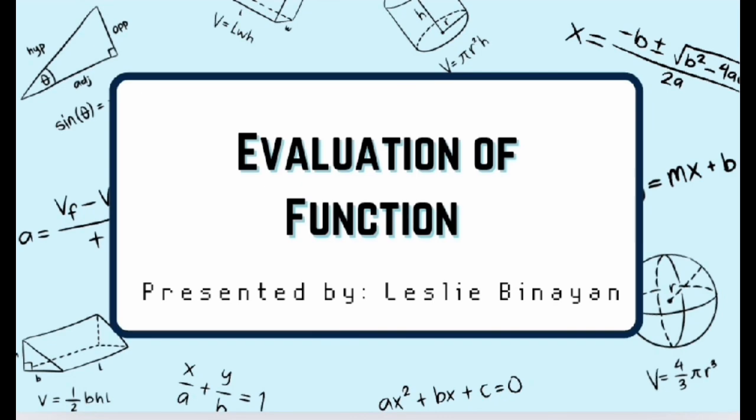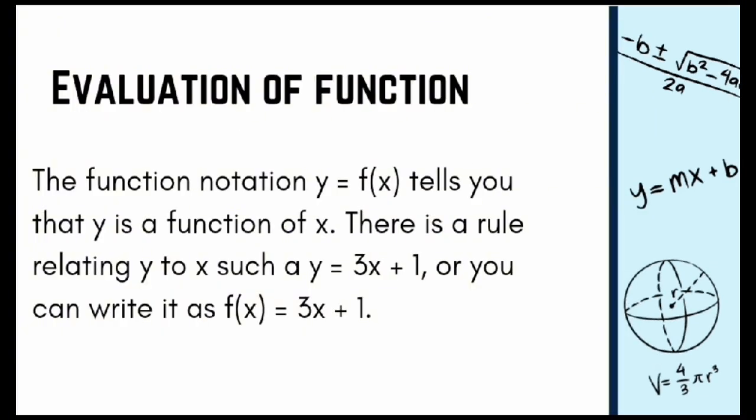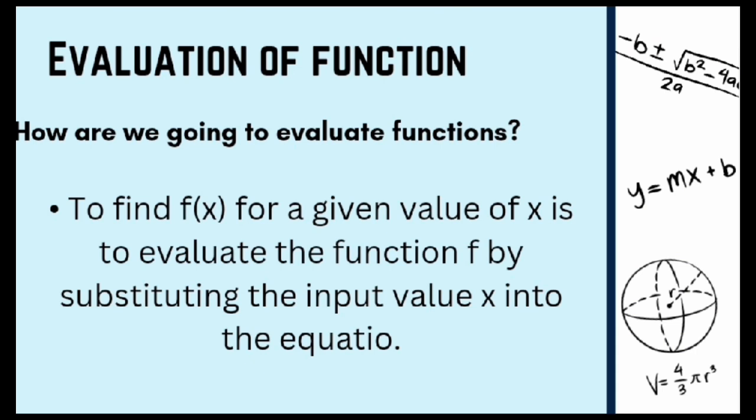Evaluation of function. The function notation y equals f of x tells you that y is a function of x. There is a rule relating y to x such as y equals 3x plus 1, or you can write it as f of x equals 3x plus 1. So how are we going to evaluate this function? To find f of x for a given value of x is to evaluate the function f by substituting the input value x into the equation.